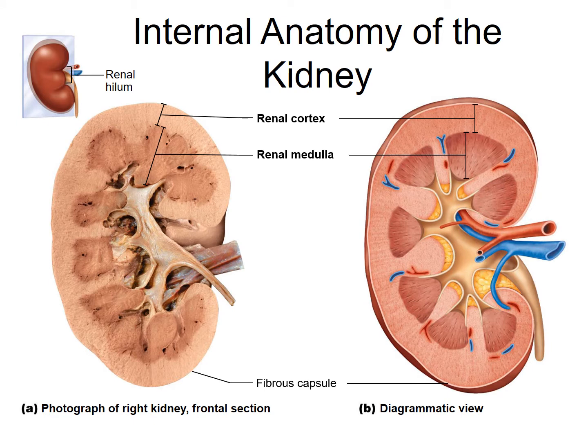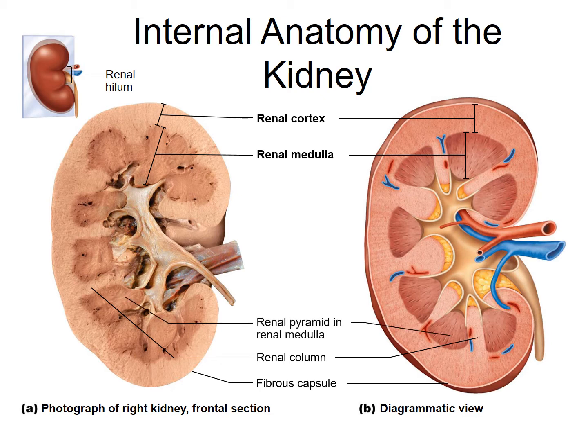Deep to the renal cortex, you'll see the renal medulla, and the cortex will actually extend down into the medulla. These sections of the cortex are called the renal columns. The renal columns surround the renal pyramids in the renal medulla.